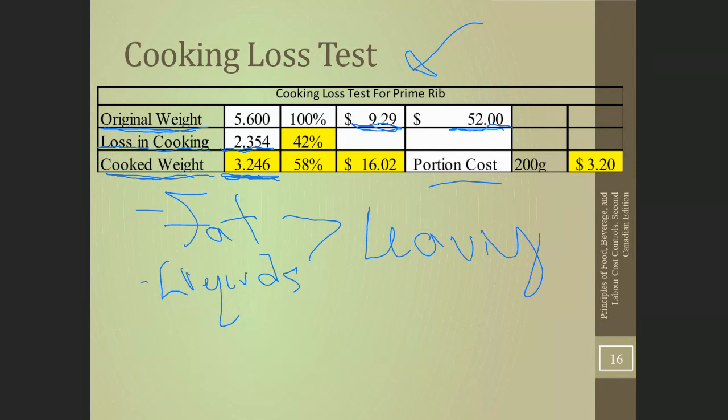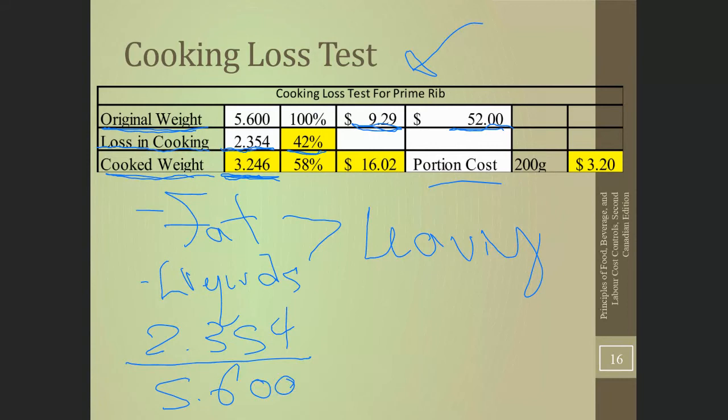What we can also do with the cooking loss test is show each item, in this case the loss in cooking and the cooked weight, as a percentage of the original weight. You're just dividing by the original weight. In this case, we lost 42% of our prime rib in cooking it, and how we can calculate that is by taking 2.354, which is the loss in cooking, and dividing it by 5.600, which is the original weight.